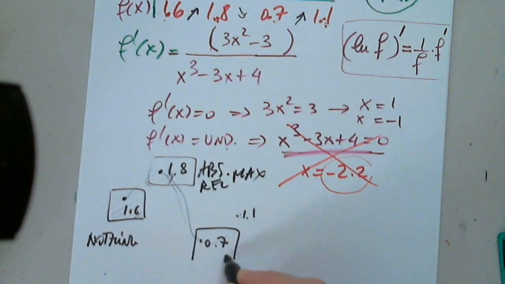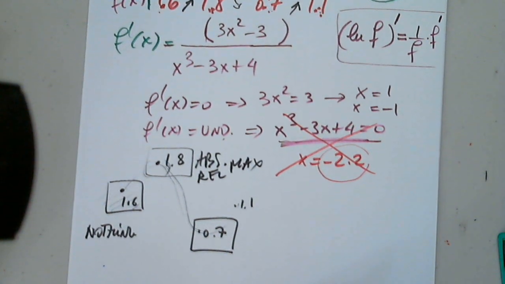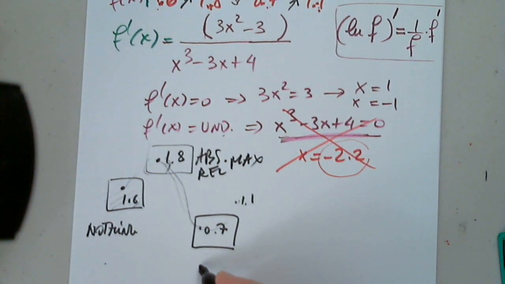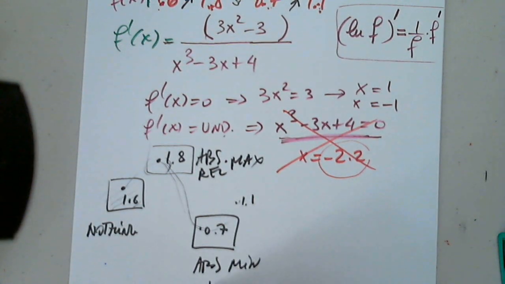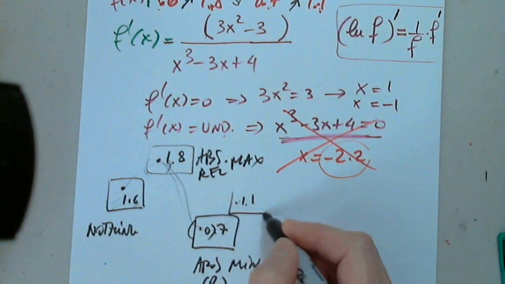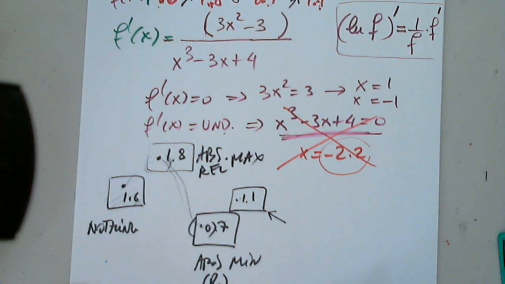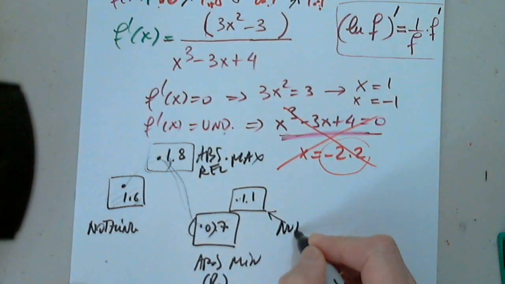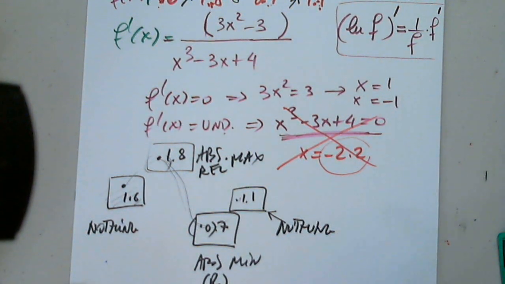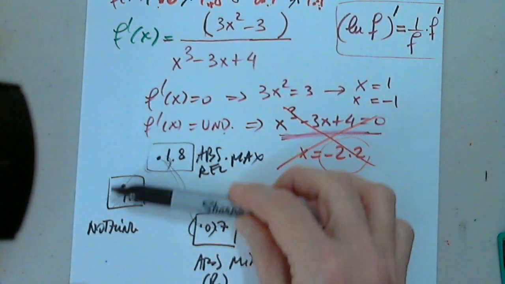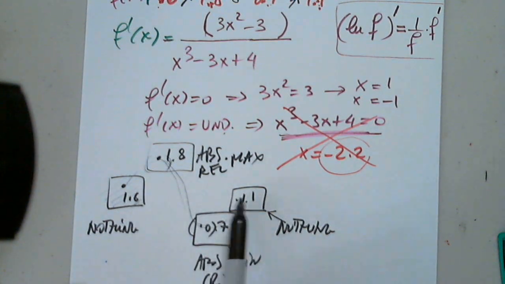Good. Excellent. What is this? Absolute minimum. Absolute minimum and also relative, because the function exists on both sides. Perfect. What does this one represent? Same thing. Nothing. It's not the absolute max, it's not the absolute min, and it cannot be relative because it's at the endpoint.